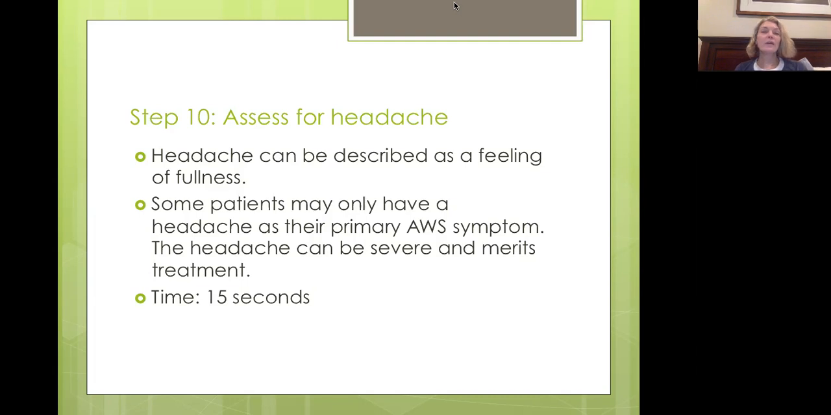So if someone's complaining to you about a headache, and they're saying that it's a large headache, give them some PRN benzo. They need the treatment. You can give them Tylenol and Motrin too, but what you're doing is you're treating and preventing worsening AWS, and that's the goal. And this should take you about 15 seconds.